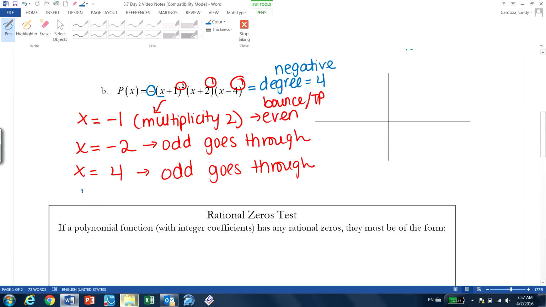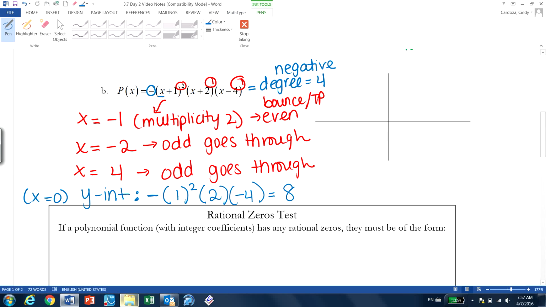The last thing we have to do is find the y-intercept. Remember, you have to plug in x equals 0. So let's do that. There's a negative on the outside. 0 plus 1 is 1 squared. 0 plus 2 is 2. And 0 minus 4 is -4. All of this ends up equaling +8 when I multiply them all together.